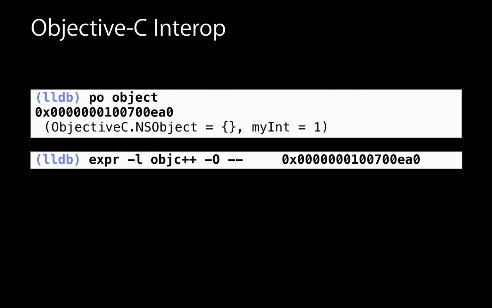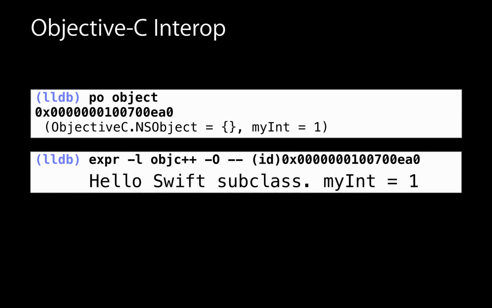So that's a number. For all Clang knows, I'm asking it, can you please show me that number? I need to tell the compiler that what I actually want to see is not the number 0x000 something. I want to see the object at that location in memory. The simplest way to get there, just cast to id. And after all this magic, your result shows up, just like that.